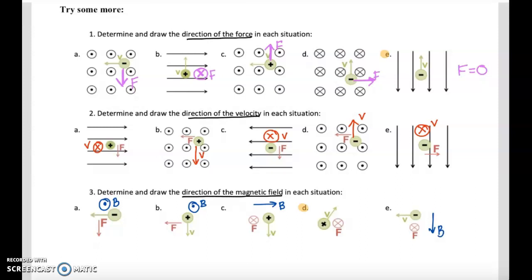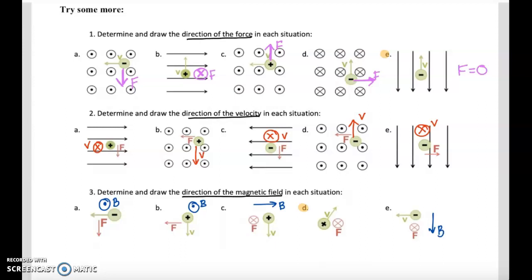Let's take a look at number 2. A, velocity is into the page. B, velocity is down. C, velocity is into the page. D, velocity is up. And E, velocity is into the page.